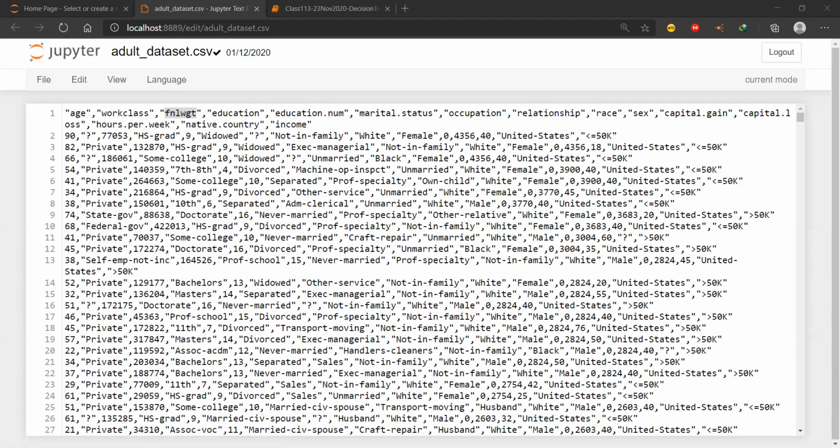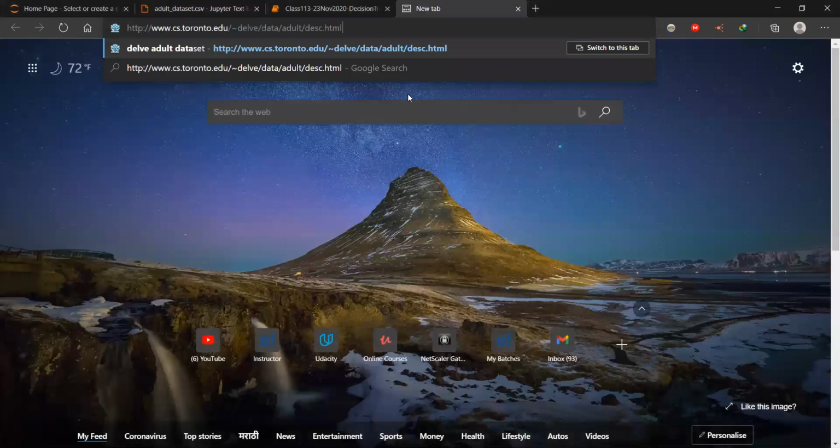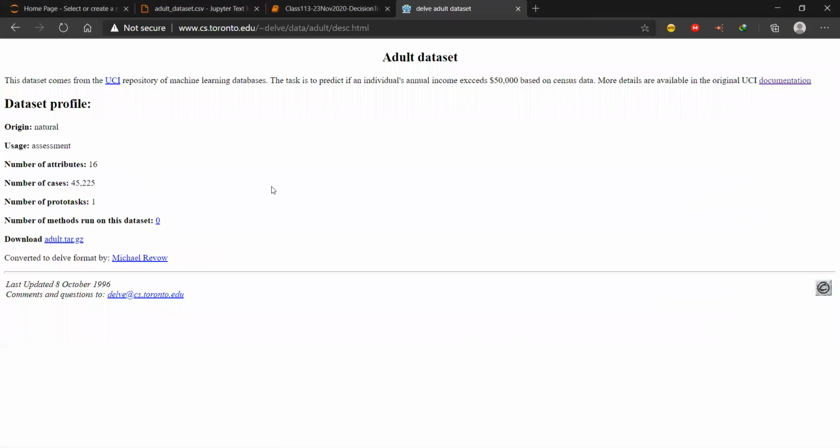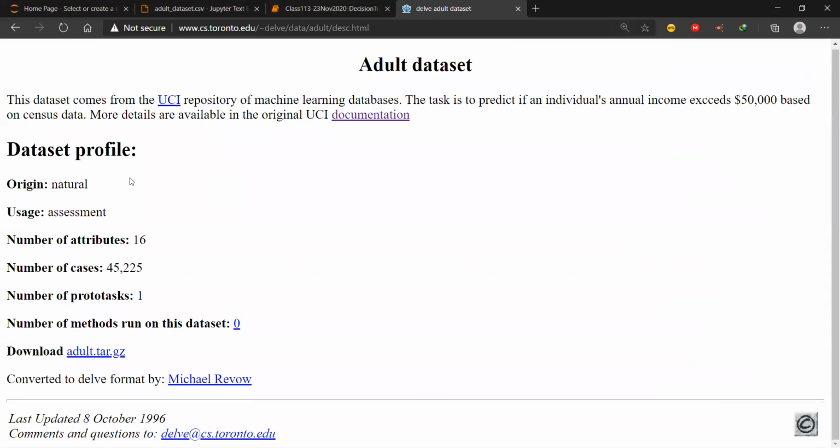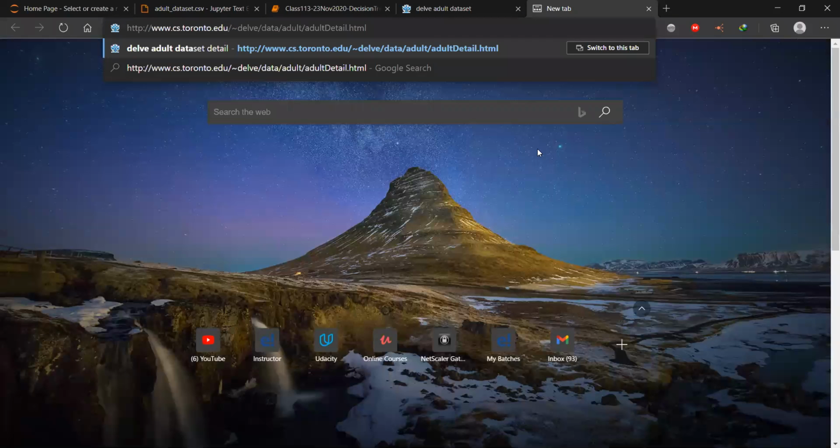I don't know why. So I found these two links. Let me just share them with you. The first link gives us the details of the data. What is the data set? How many attributes are there? How many columns? How many rows are there? This is where the data can be downloaded from. And then I found another URL, which looks something like this.